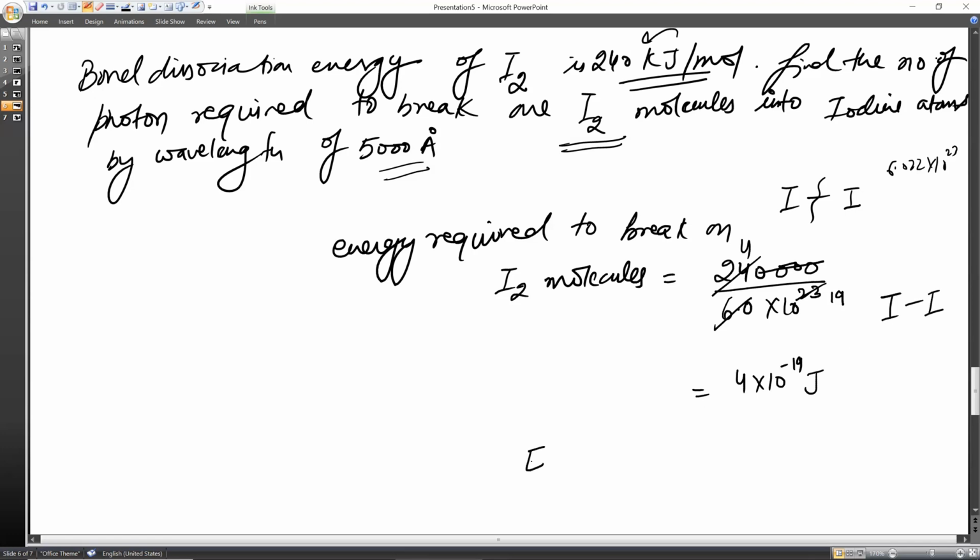Now you need to calculate the photons. So energy is equal to n, if it is in joules and the wavelength is in angstrom, you can write it: energy is equal to n into 2 into 10 to the power minus 15 upon wavelength in angstrom. Now calculate the value of the number of photons.